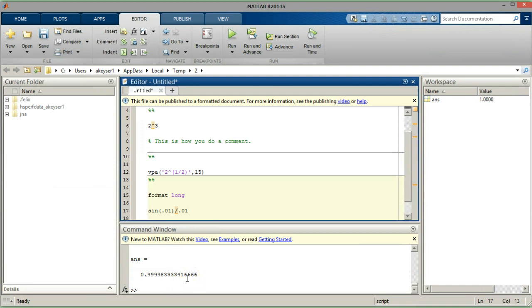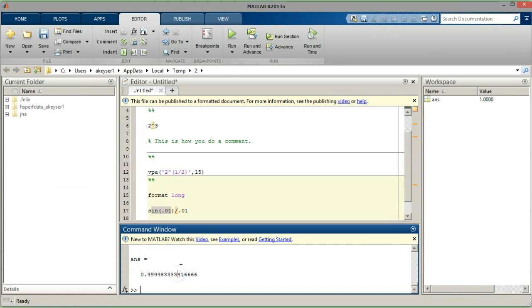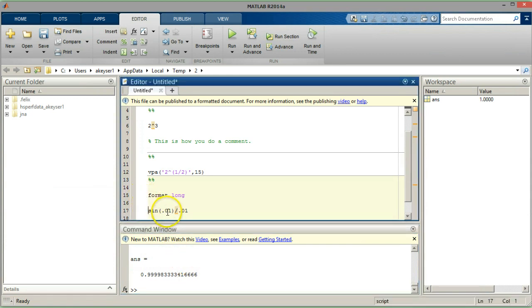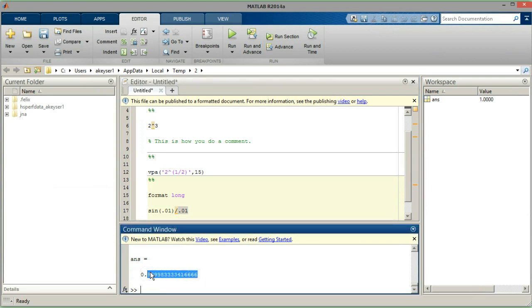Okay, and this should look quite familiar to you if you remember from calculus, that near zero sine of x behaves like x. So what's really happening here is you should have a number close to 1, because this is really approximately 0.01 divided by 0.01. So that's a different concept, but this is what the computer's doing. It's taking the decimal expansion for sine of 0.01, and then it's dividing it by 0.01, and it's giving you this number, but it's giving you 15 decimal places, because we're using format long.